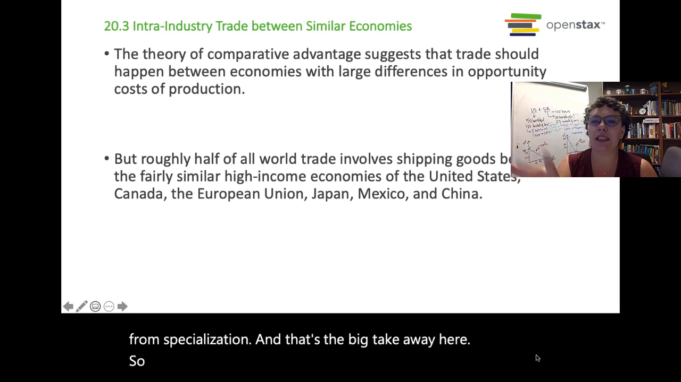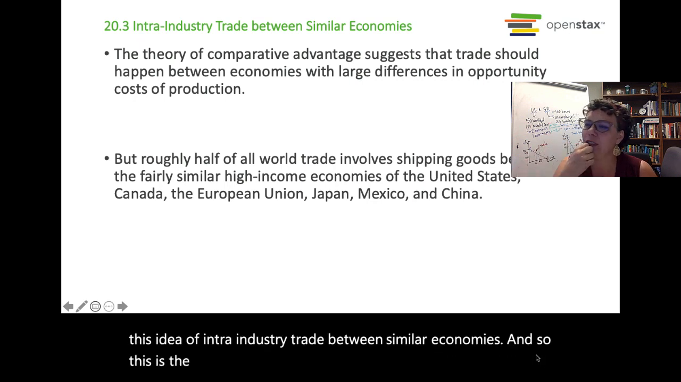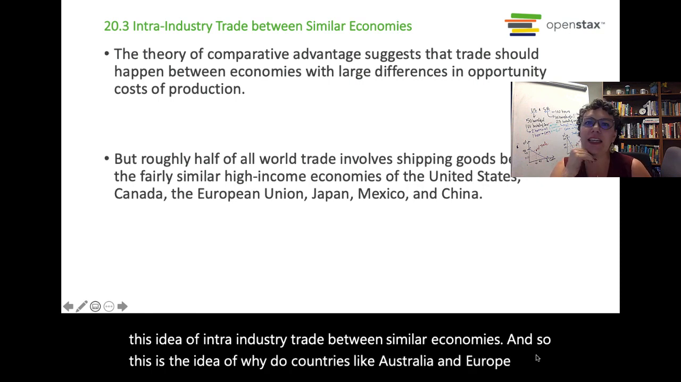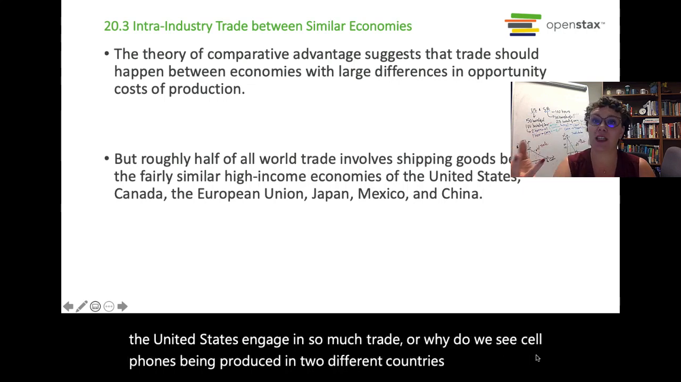So now we want to get to these other finer points. The first one is this idea of intra-industry trade between similar economies. This is the idea of why do countries like Australia and Europe and the United States engage in so much trade? Or why do we see cell phones being produced in 2 different countries with components from different countries?